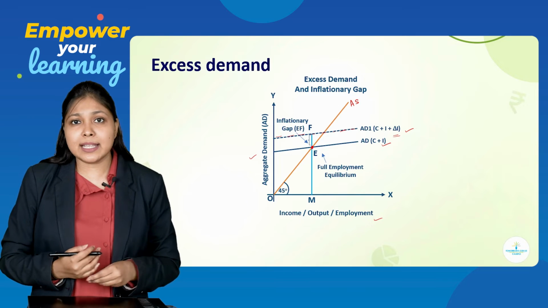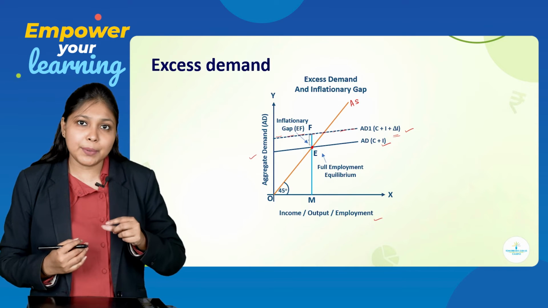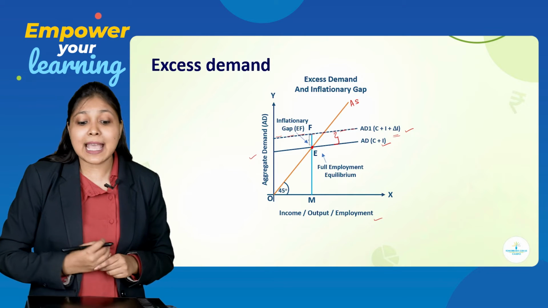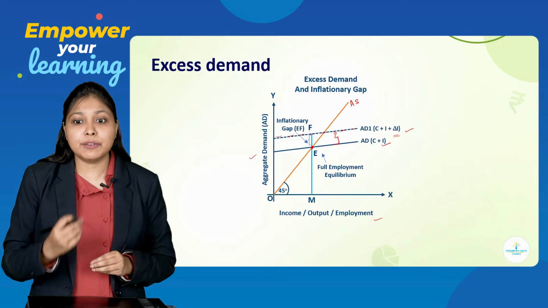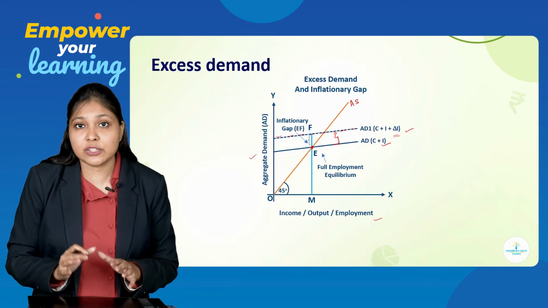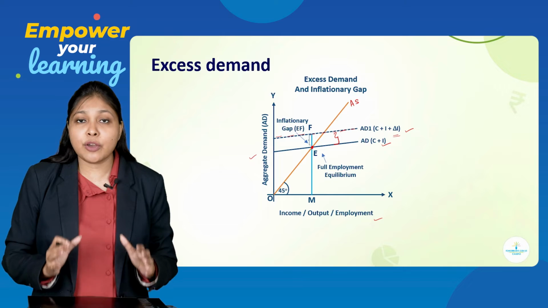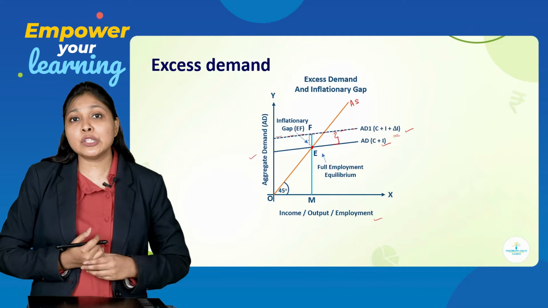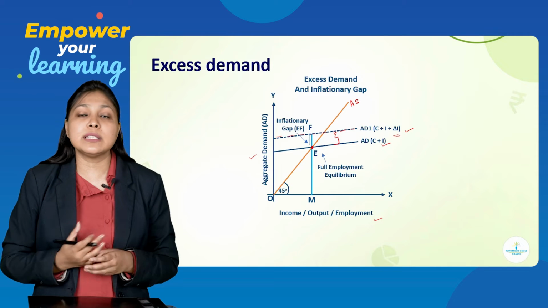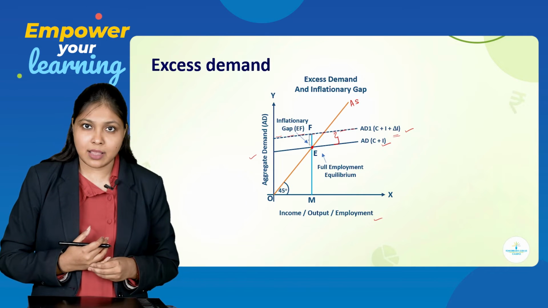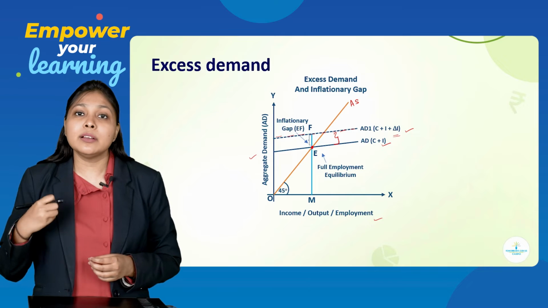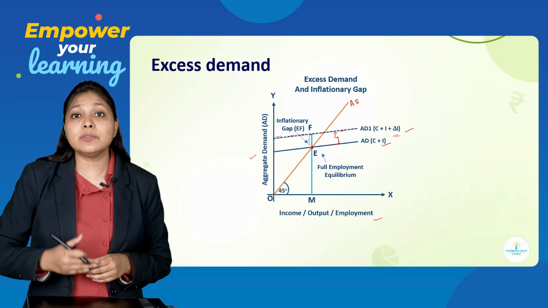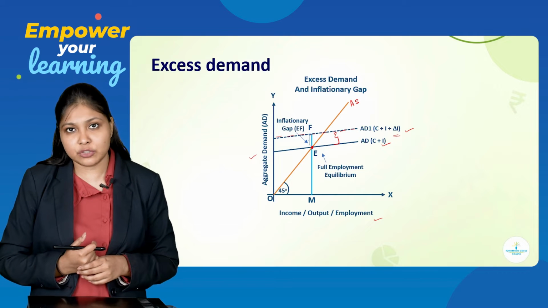Now you can see that there is a small gap between AD and AD1, that is this gap. This gap means nothing but inflationary gap, that is inflation. This situation of excess demand will create inflation in the economy. Inflation means what? Prices of goods and services will increase. Because they are limited, prices of goods and services will increase in the economy and hence this will lead to the situation of inflationary gap.